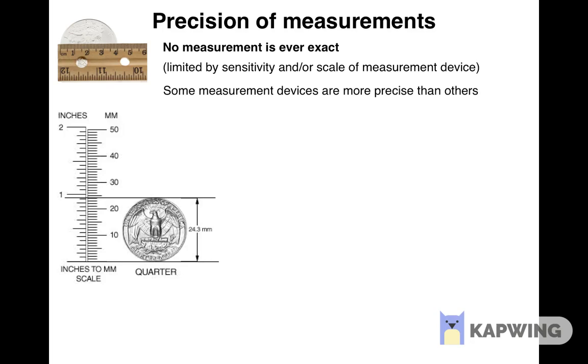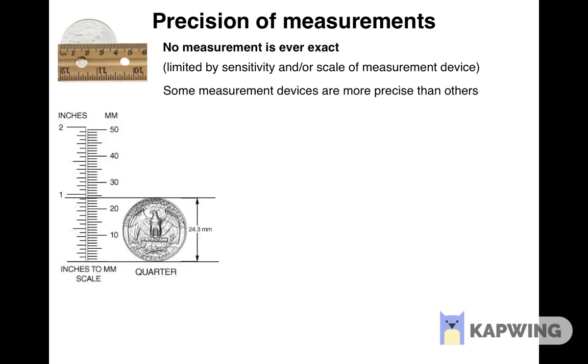Now assume that we have a metric ruler with markings for both centimeters and millimeters, as in the picture. If we lay this ruler over the quarter with one edge of the coin aligned with 0 on the ruler, the other edge is going to be almost at the 2.4 centimeter marking. So we can say that the diameter is about 2.4 centimeters with much more certainty.